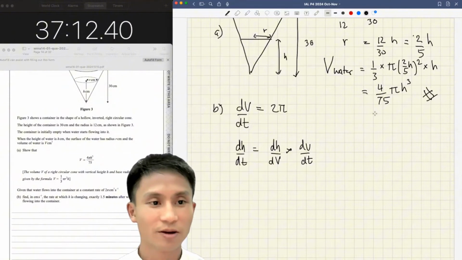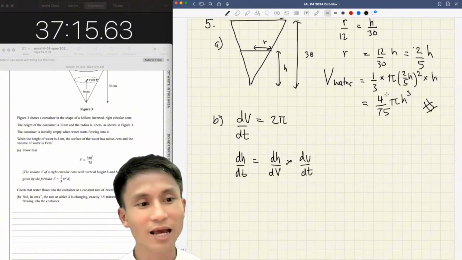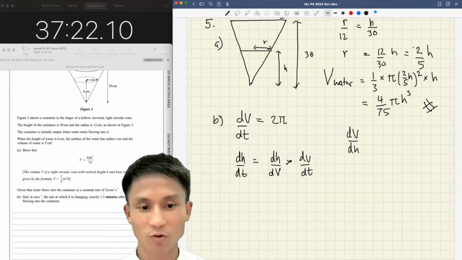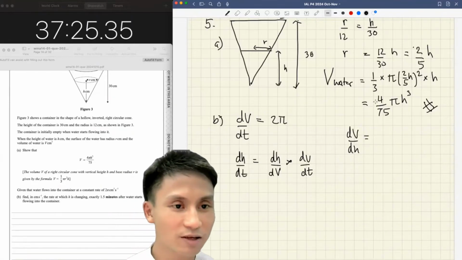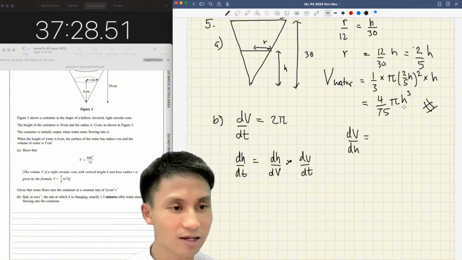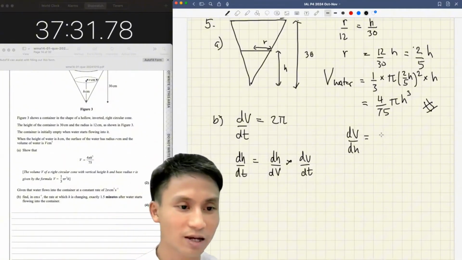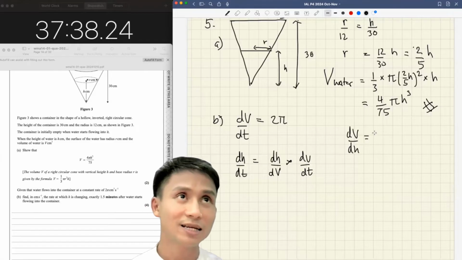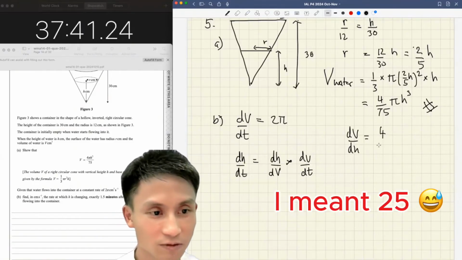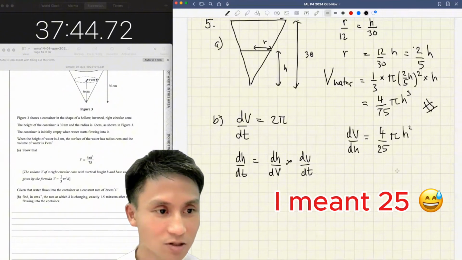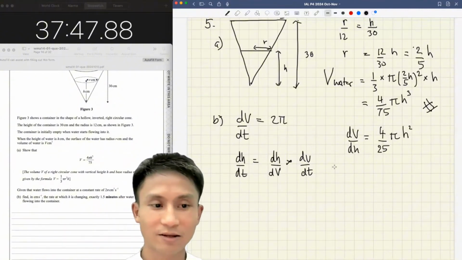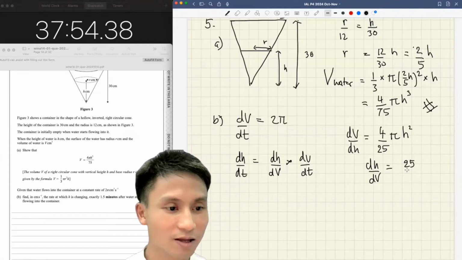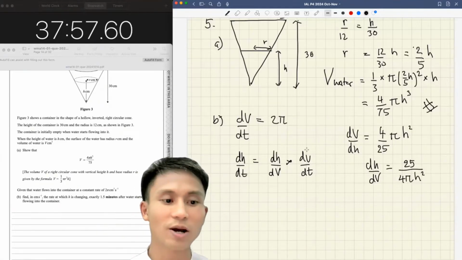Because we already have the function of V in terms of H, we can do dV by dH, and if we want dH by dV, we just flip that, right? So dV by dH is just differentiating this with respect to H. So 3 is the power here, bringing it down, multiplied by 4 over 75. 3 can cancel 75, so I get 25. So that is 4 divided by 25 pi H to the 2. That's dV by dH. That means dH by dV would be flipping everything, so 25 divided by 4 pi H squared.